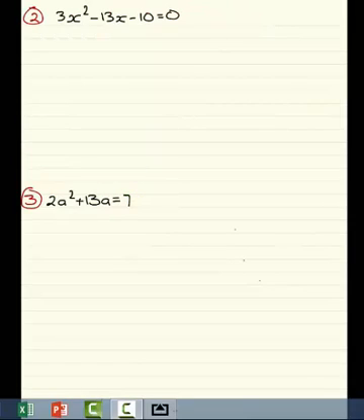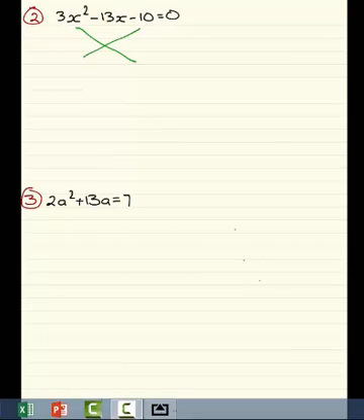So our next equation, 3x squared minus 13x minus 10 is equal to 0. So we're factorizing. We don't have a common factor. This isn't a special product. It's not a perfect square or the difference of two squares. So what we need to do is go to our cross method or product sum and factor method. I use the cross method because that's what works for me.